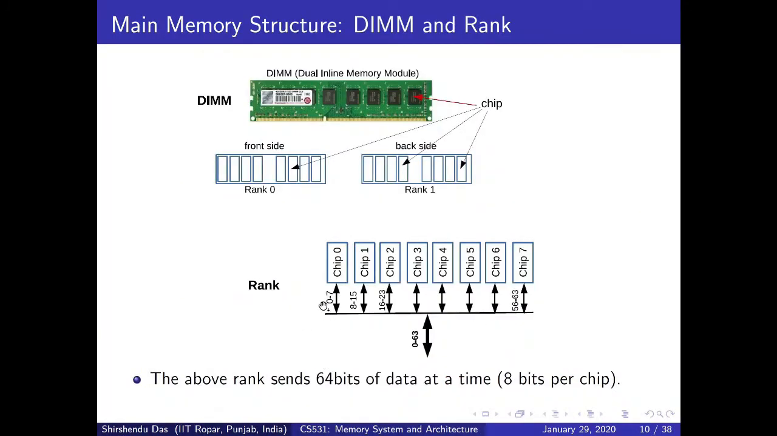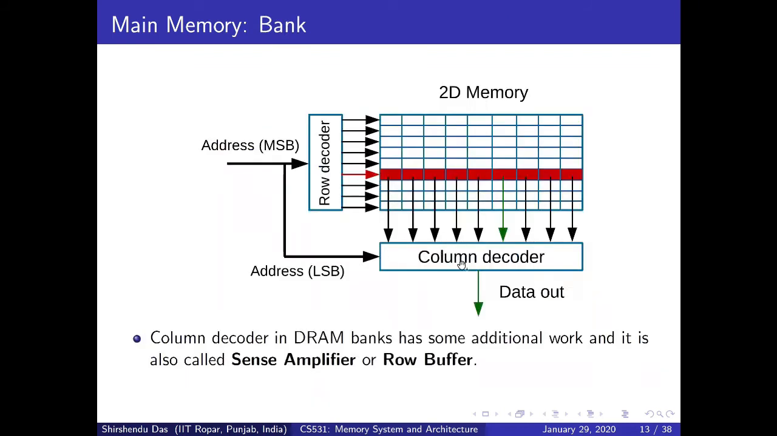The same thing will be performed by all the chips simultaneously, since this is a rank, and if a read command is given, then all the chips will perform it simultaneously. In this way, finally the rank will get this 64 bits of information, which it will transfer to the DRAM controller.